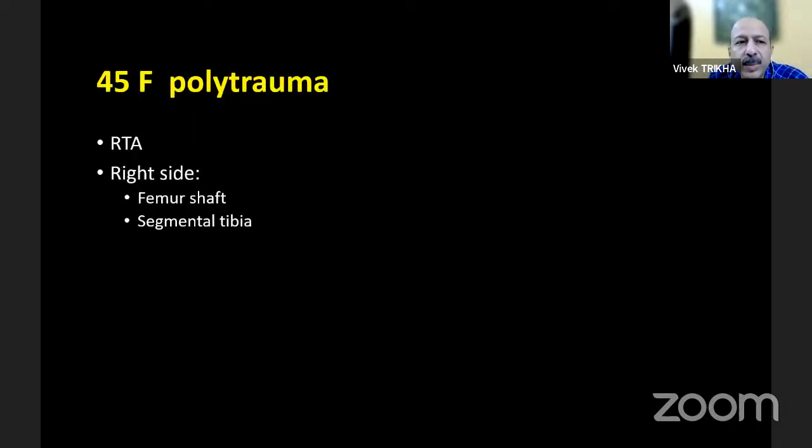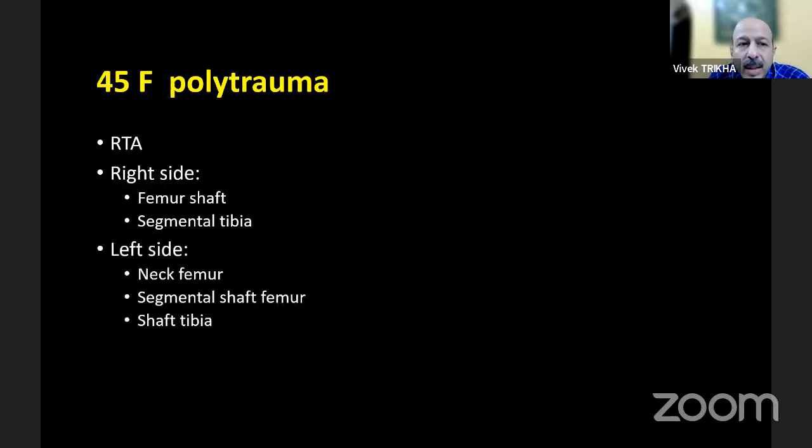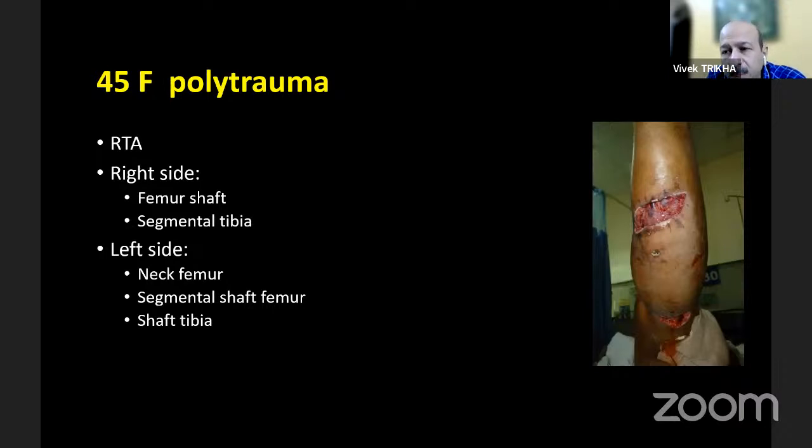I'll just show you a few examples. This is a polytrauma case, and most of them are polytrauma. Bilateral lower limb fractures: the right side was a shaft femur with a segmental tibia, and the left side was a neck femur with a segmental shaft femur with a shaft tibia with an open wound. And this was the open wound on the posterior aspect of one of the legs. So how do we plan and what to do first?